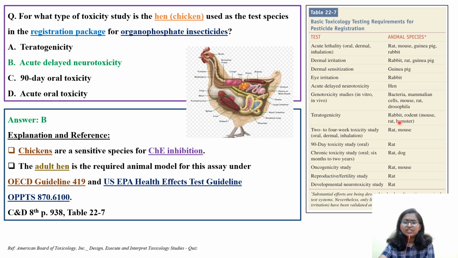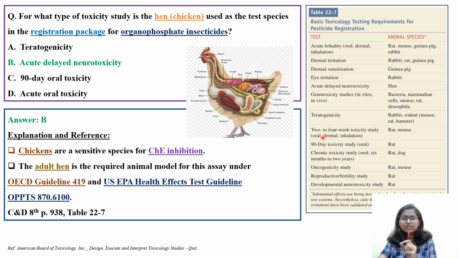Coming to teratogenicity, the preferred species are rabbit and rodents, including mice, rat, and hamster. So here, if you see option A, teratogenicity, which includes segment 2 studies. In reproductive and developmental studies, you have segment 1, segment 2, and segment 3. Here we are talking about segment 2. Segment 2 is about teratogenicity, which includes the embryo-fetal developmental study, in which the test item is exposed during the organogenesis period, from gestation day 6 to 17, or 6 to 16, or 6 to 18. Here the preferred species are rat and rabbit.